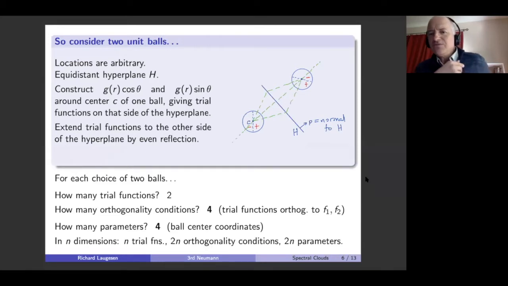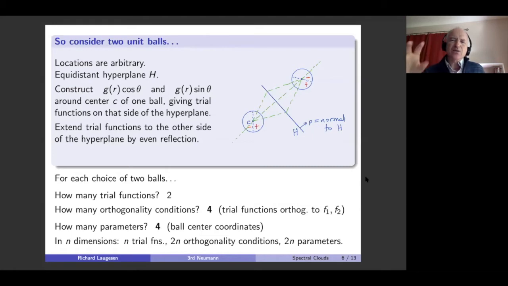To stress, this reflection idea goes back in some sense to Nadirashvili with the sphere, although of course the geometry is a bit different there, to Girouard, Nadirashvili, Polterovich in the disk, where that hyperplane H would be a geodesic, and then Bucur and Henrot had this family of functions as well. So let's consider 2 balls. The locations are arbitrary. The radius of the ball is fixed by a volume constraint, but the locations of the balls are arbitrary.